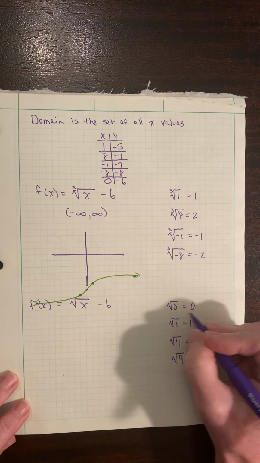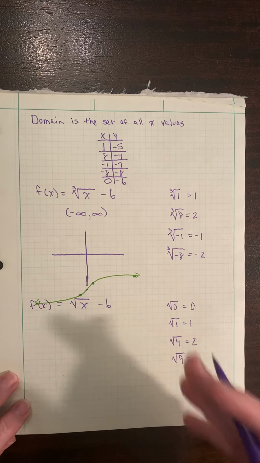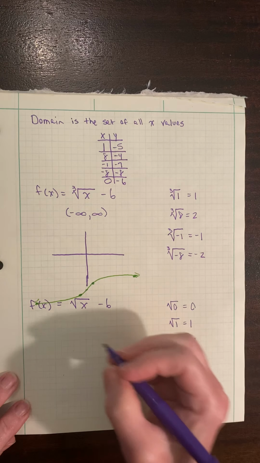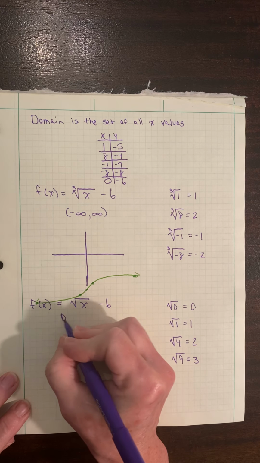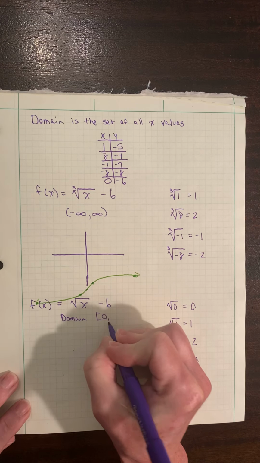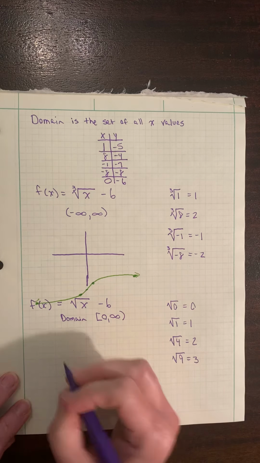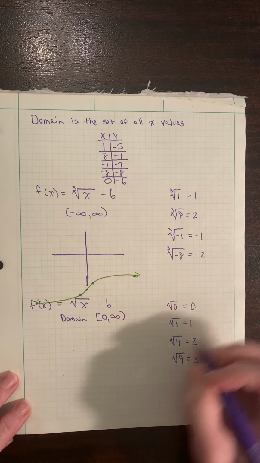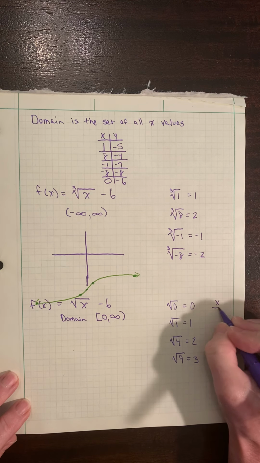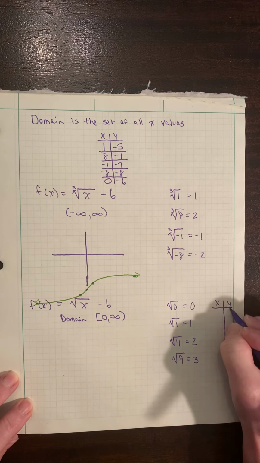Okay, let's make an XY chart. Now notice I didn't put any negatives under here. So they do ask for domain. Let's do that first. My domain is the lowest thing I can do is 0 and up to positive infinity. I can't put a negative under here. And let's make an XY chart for our problem. Let's do that out here. Have a little more room.